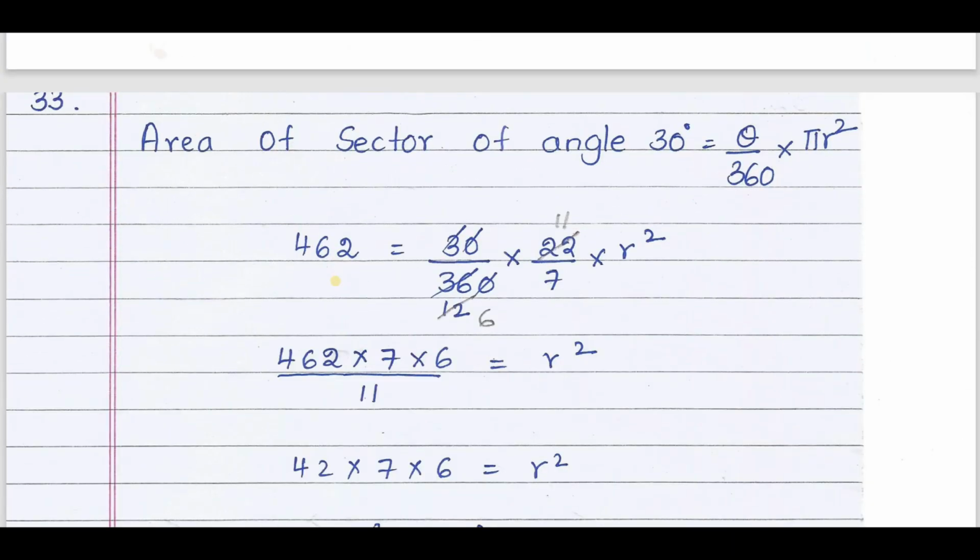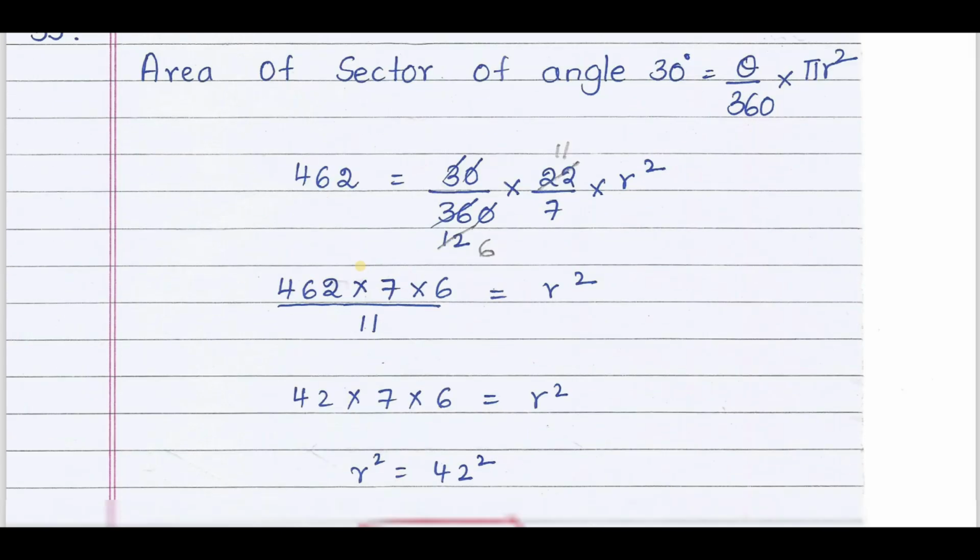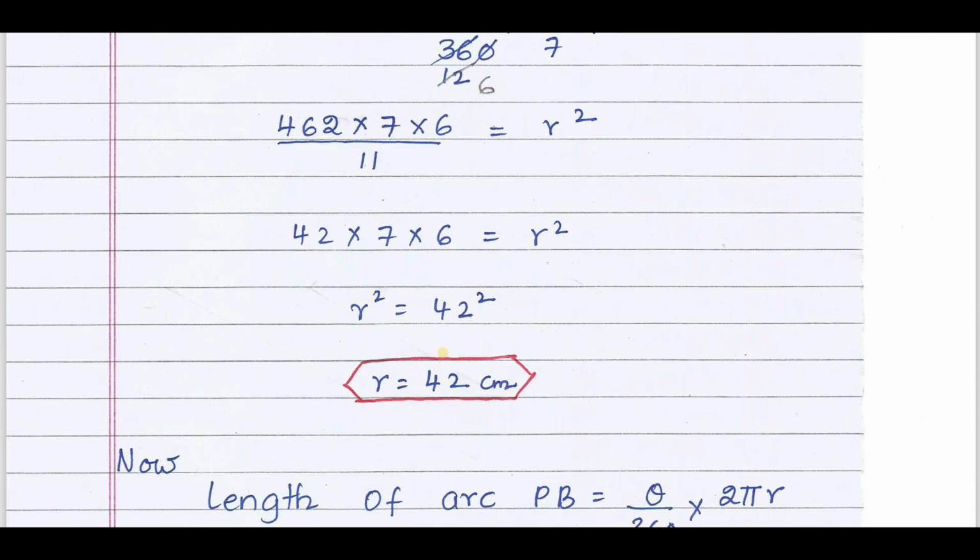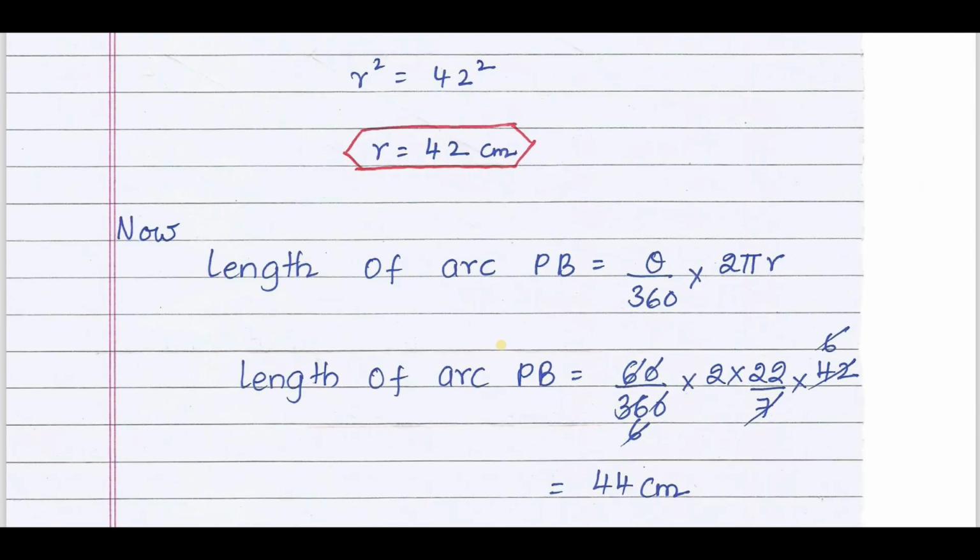3 mark important question. Next, 33rd question. This is a similar concept question, which was asked in the exam last year. First we need to find out the value of r, that is r equals 42. Then you should find out the length of arc PB.